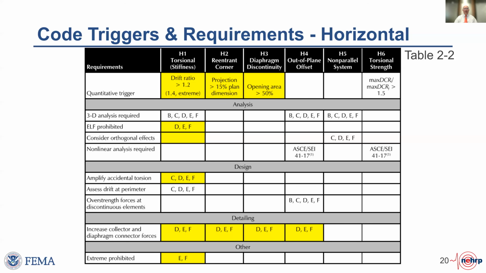So what we have here is, again, a listing of the horizontal configuration issues that were considered in the project. And what you see highlighted in yellow are metrics that were later modified as a result of this project. And most of the requirements that we see here appear in ASCE 7, which is used for new buildings. Some of the requirements appear in ASCE 41.